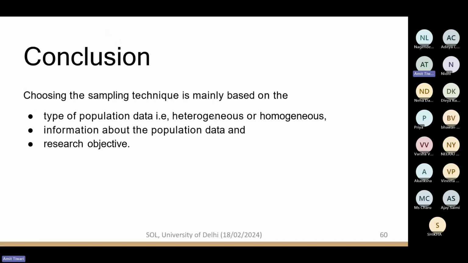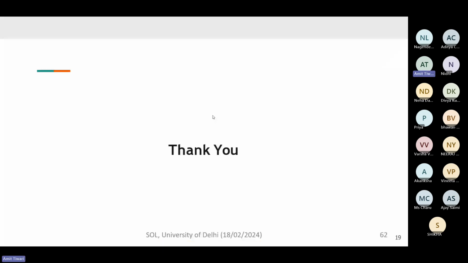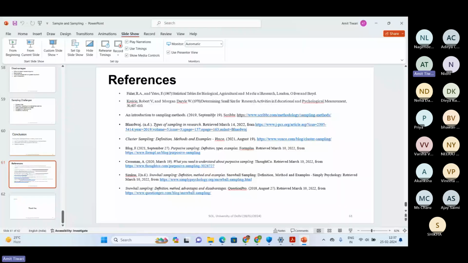So choosing a sampling technique basically depends upon the population data, whether it is heterogeneous or homogeneous, then the purpose of the research, then the actual problem and research objectives. These are the things which lead to the choice of a particular sampling technique. So with this, I think this aspect is now covered.